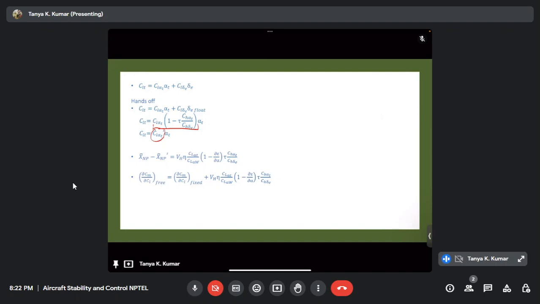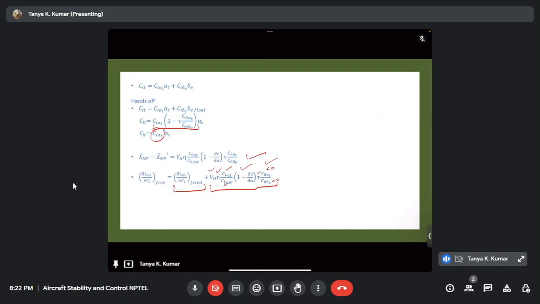So there is a difference in the neutral point, stick fixed and stick free, that is given by this equation. There's also a change in the stability. This is the stick fixed stability. This is negative, right? And this term is positive. Just look at each term. This is positive, positive, positive, positive, positive. These two are less than 0, so this is also positive. So the entire term is positive.